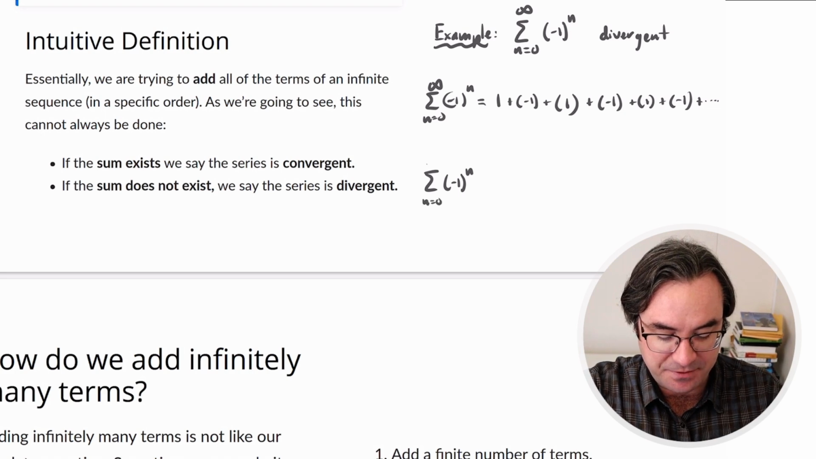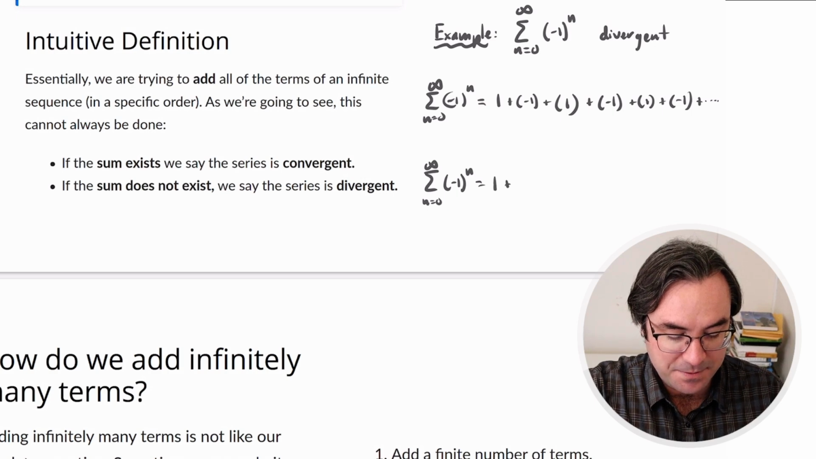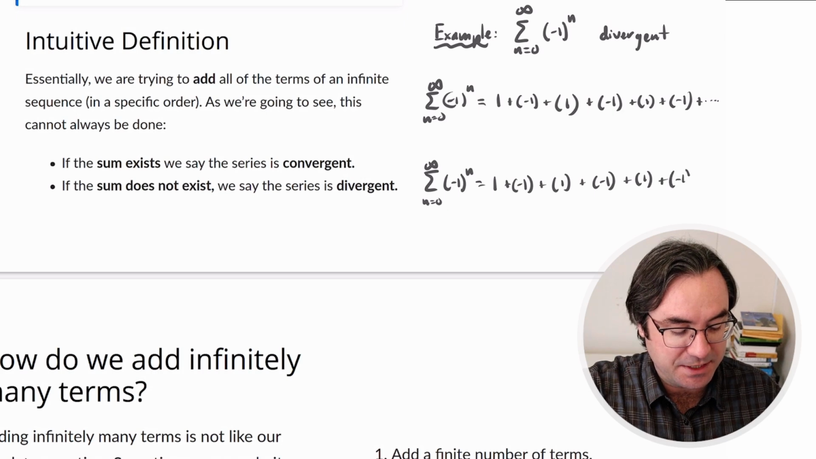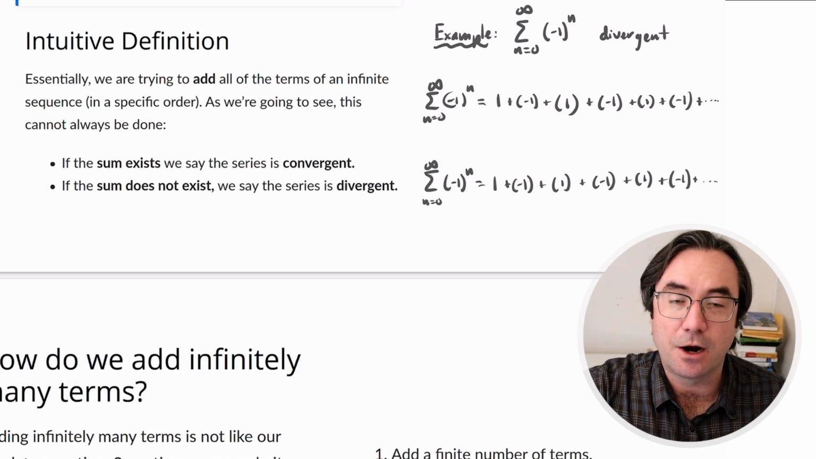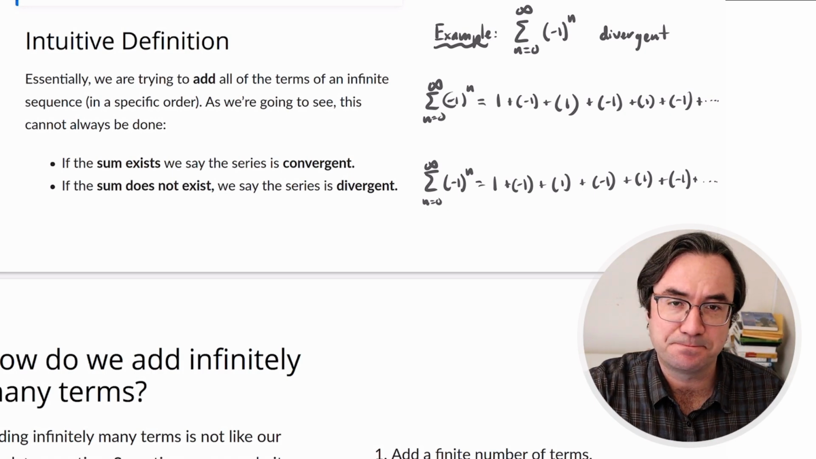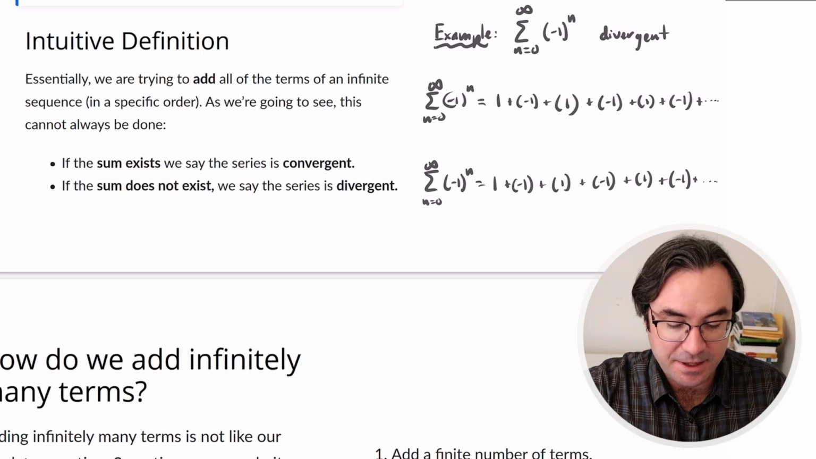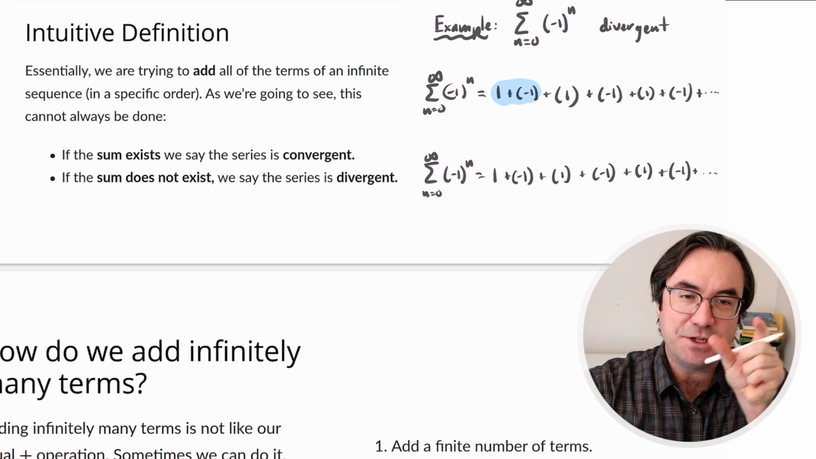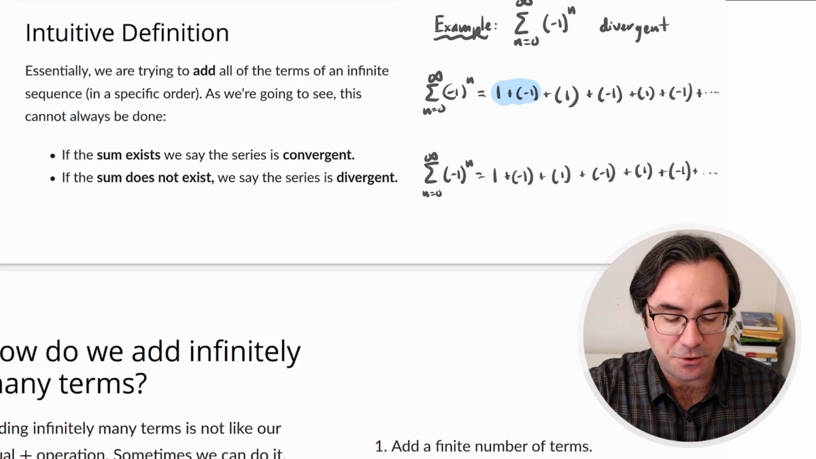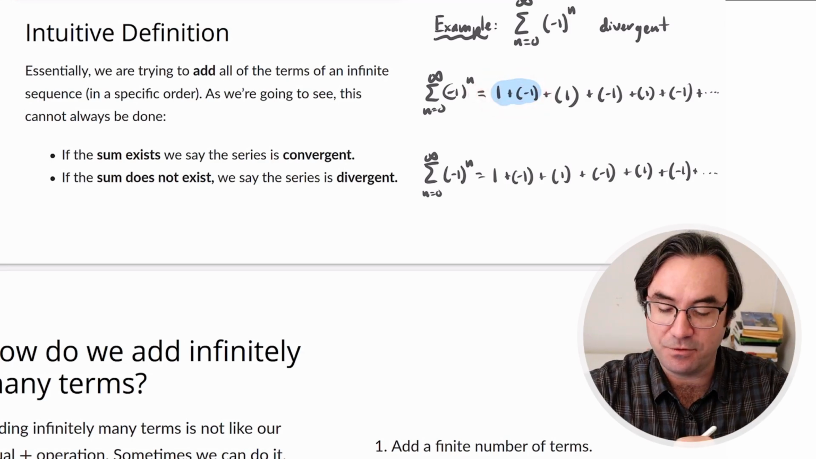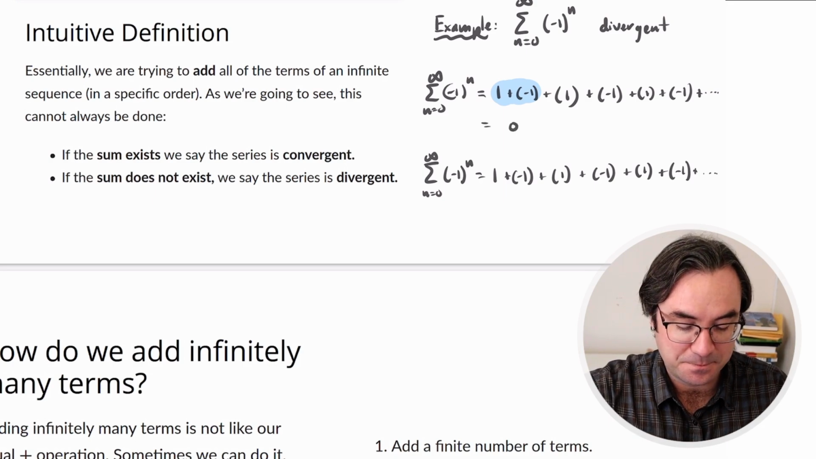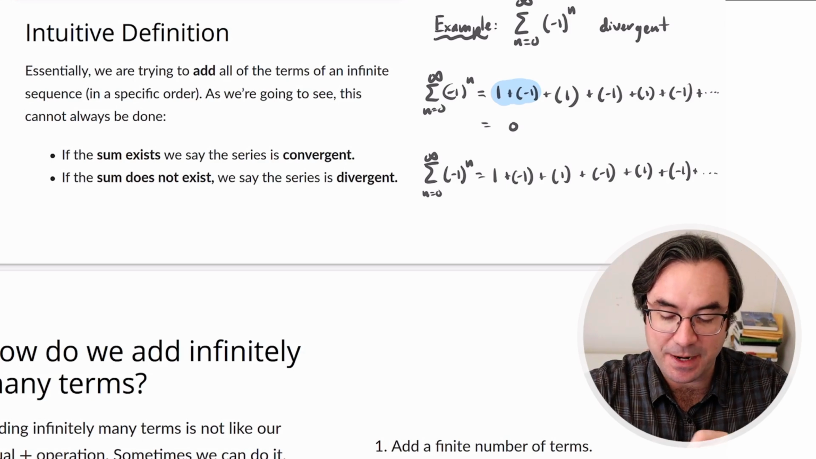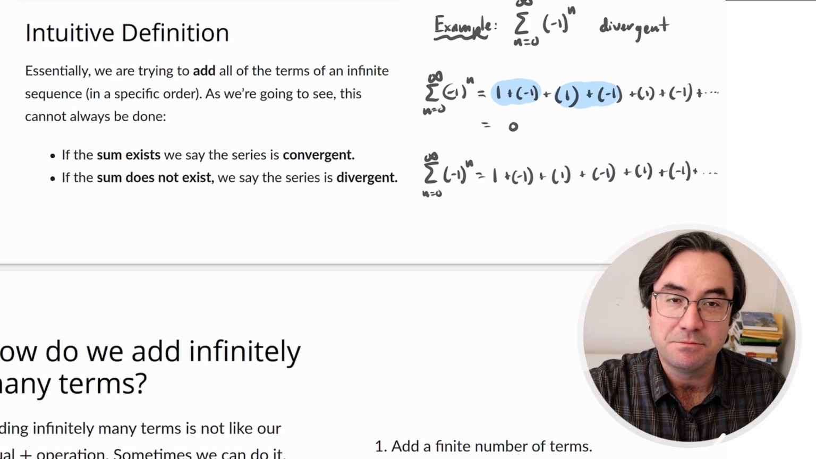Let's write down 2 copies of this: 1 plus negative 1 plus 1 plus negative 1. We're just writing out the terms of our sequence and then attempting to add them all together. So just 2 different versions of this. In the first version, let's group every 2 consecutive terms together. Let's add up the 1 plus negative 1; we get 0. Then let's go to the next pair: 1 plus negative 1, we get 0.